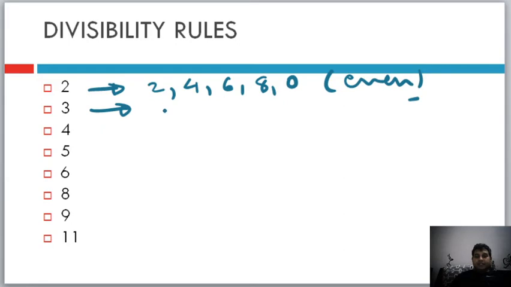3. Okay, whatever is the number, let's say the number is 69, add the digits. What is 9 plus 6? 15. Okay, and then you see whether the addition is divisible by 3 or not. The answer is yes. So if the sum of the digits is divisible by 3, the number will be divisible by 3.